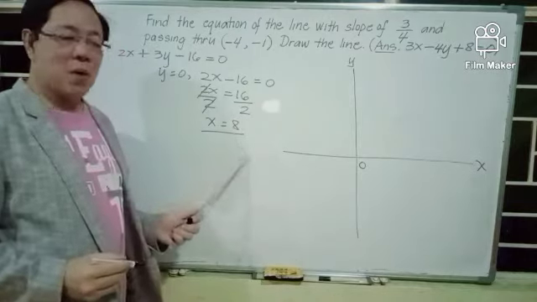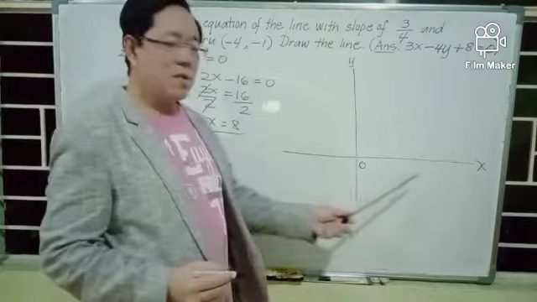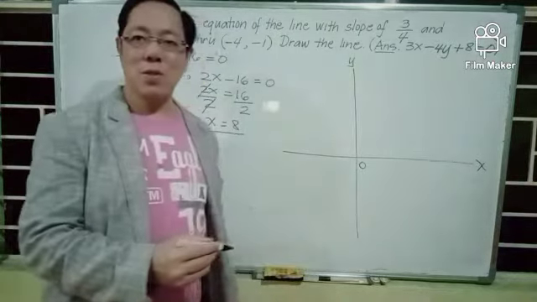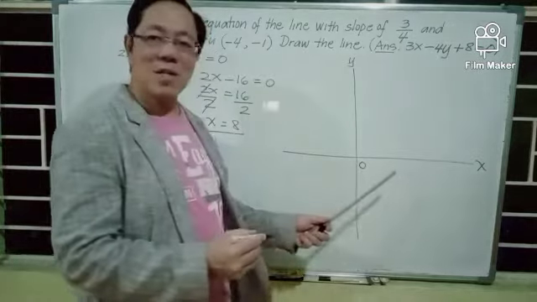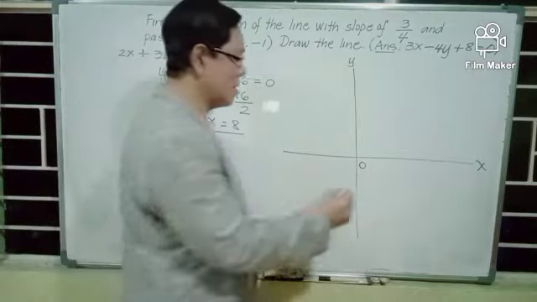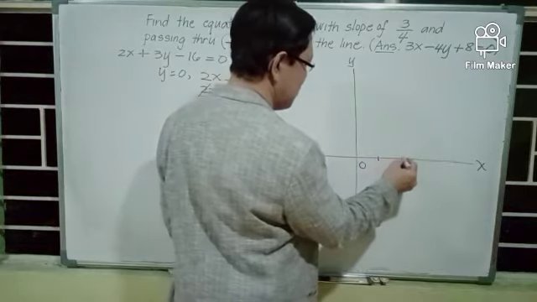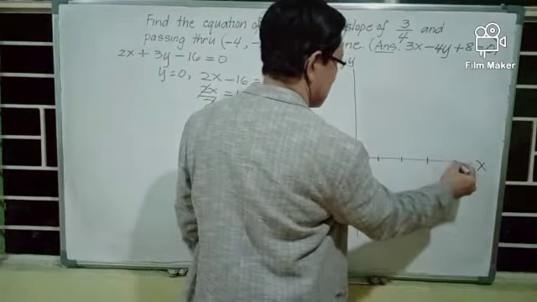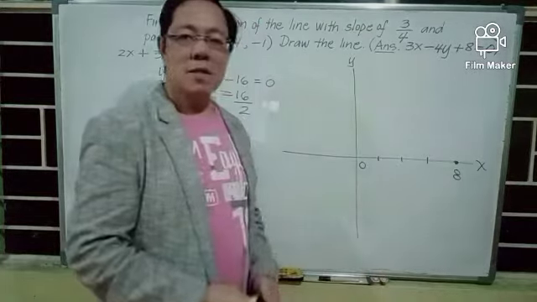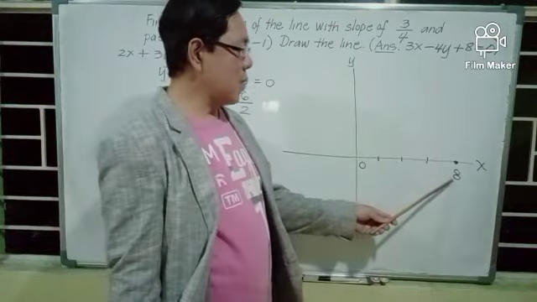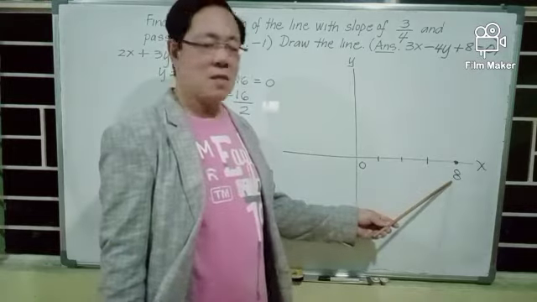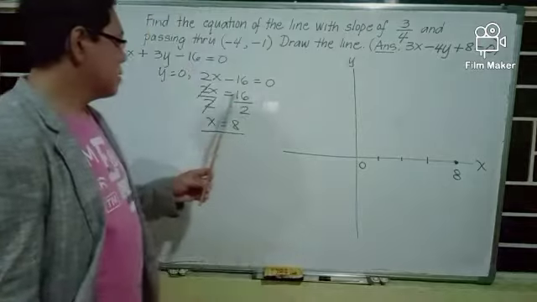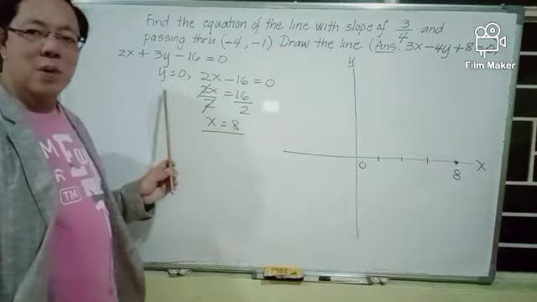And locate this point in the horizontal axis to the right of 0. I will use 2 unit intervals for the horizontal axis or x-axis. So this is 2, 4, 6, 8. The line will pass through this point on the x-axis. This point has coordinates 8 for x and 0 for y.